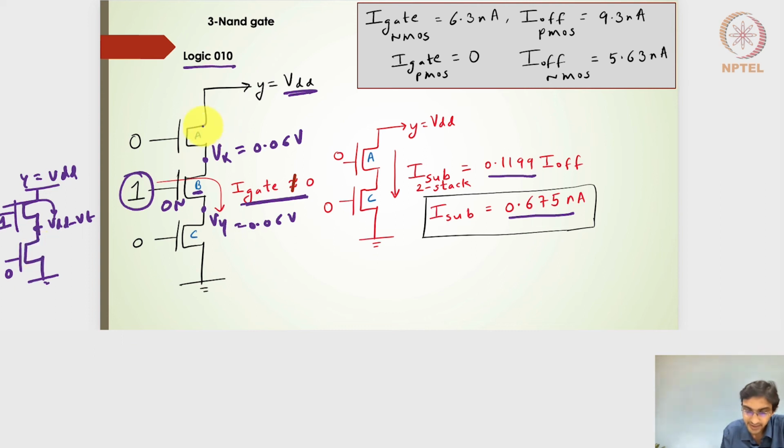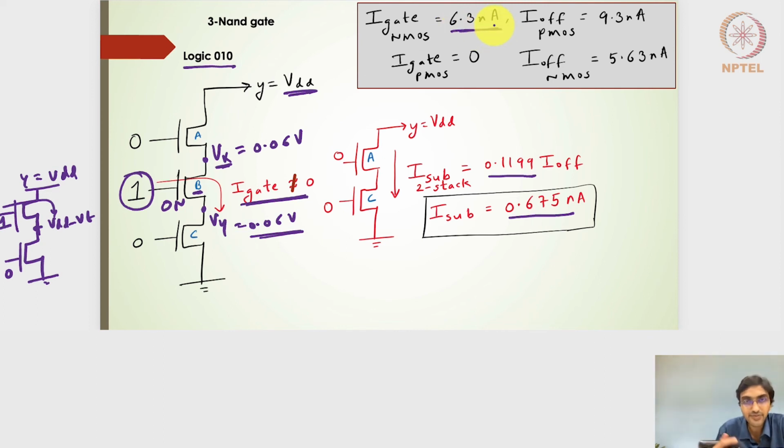But in this particular case, because of this off transistor, I will have a Vx value which is not VDD minus VT. In fact, this Vy value is not VDD minus VT. It will be very, very close to 0 volts, and that is the reason why I will have a gate current and it will not be equal to 0. In fact, the gate current on the NMOS side will be close to 6.3 nanoamperes.